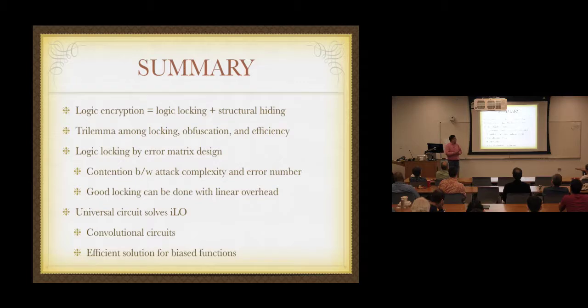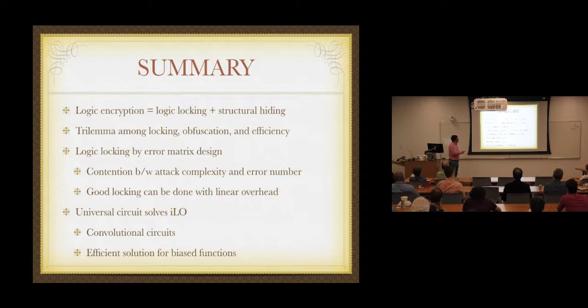Okay, so in summary, we find that logic encryption should be looked into as two separate parts: logic locking and structure hiding. We found that there is a trilemma among the locking, the obfuscation, and the efficiency. Our results come mainly from two parts. For the logic locking, we find that this can be totally captured by the error matrix design. I think there is a lateral contention between the attack complexity and error number, and we find a good locking scheme. We also have a very good design with a linear overhead to solve this problem.